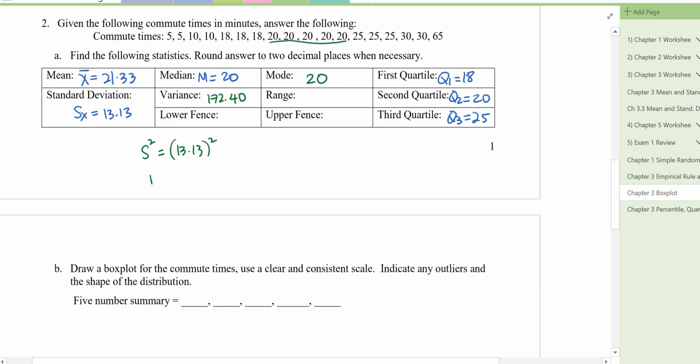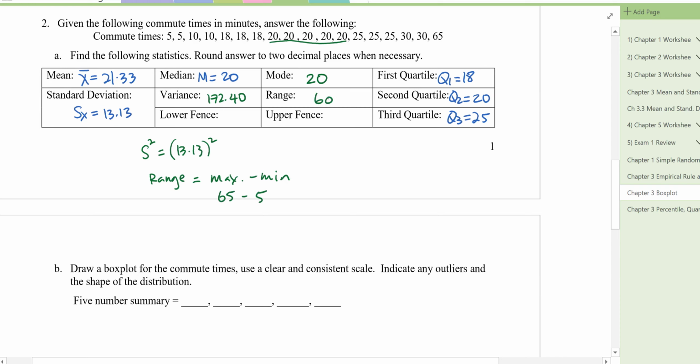The range is equal to the maximum minus the minimum. Right? Maximum data point minus the minimum data point. So in this case, the maximum is 65. My minimum here is 5. So the range here would be 60.